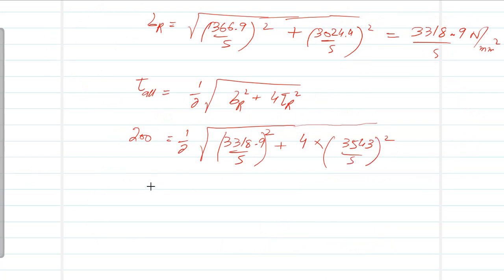So s is there, just find the value of s. So s from this is the square root of 3318.9 square plus 4 into 3543 square, under root, answer, divided by 400. The answer is 19.6 mm. This is the size of the weld.